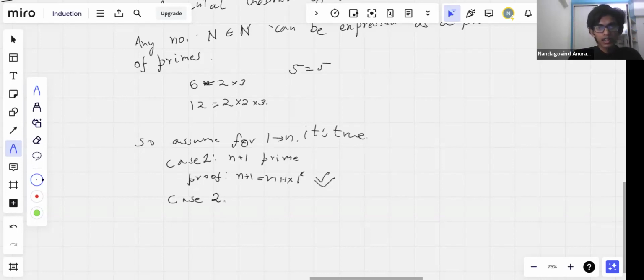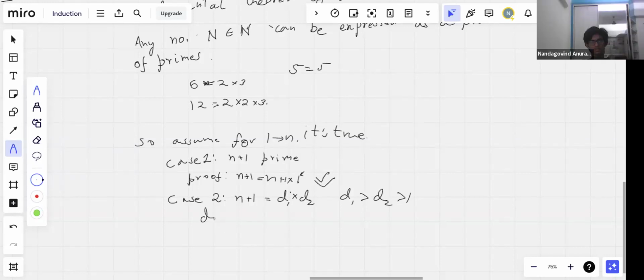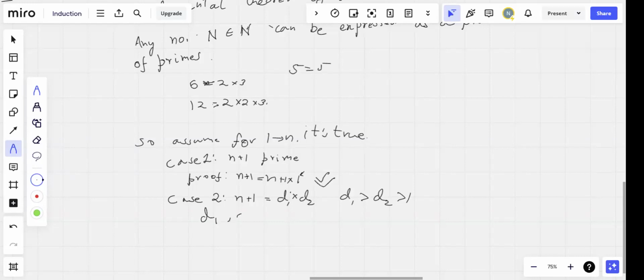So we have case 2, n plus 1 is equal to d1 times d2, d1 greater than d2 greater than 1. We can see that d1 and d2 are both less than or equal to n, because if not, then one of them should be n plus 1, and that means d2 is equal to 1, so that's a contradiction. So d1 and d2 belong to the range up to n, and we can write d1 and d2 as products of primes.